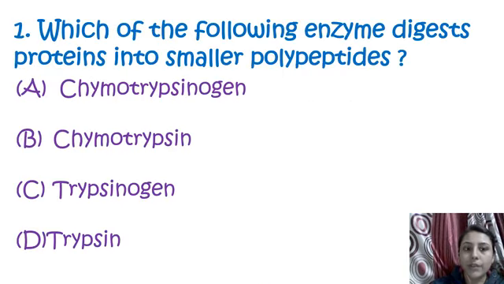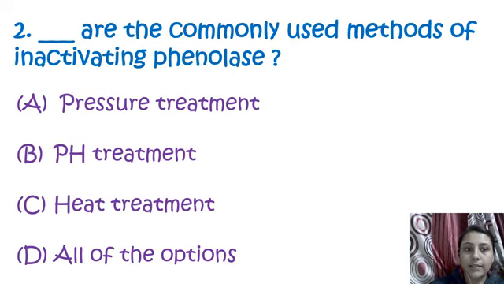So the first question is, which of the following enzymes digests protein into smaller polypeptides? And that enzyme is trypsin. Trypsin is the enzyme found in the small intestine to break down proteins. The next question is, dash are the commonly used methods to inactivate phenolase. Which is the method used to inactivate phenolase enzyme? That is heat treatment.